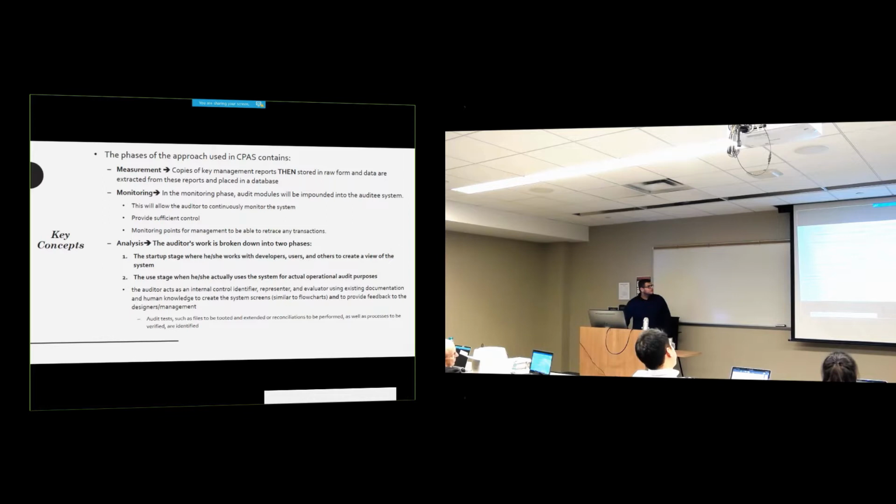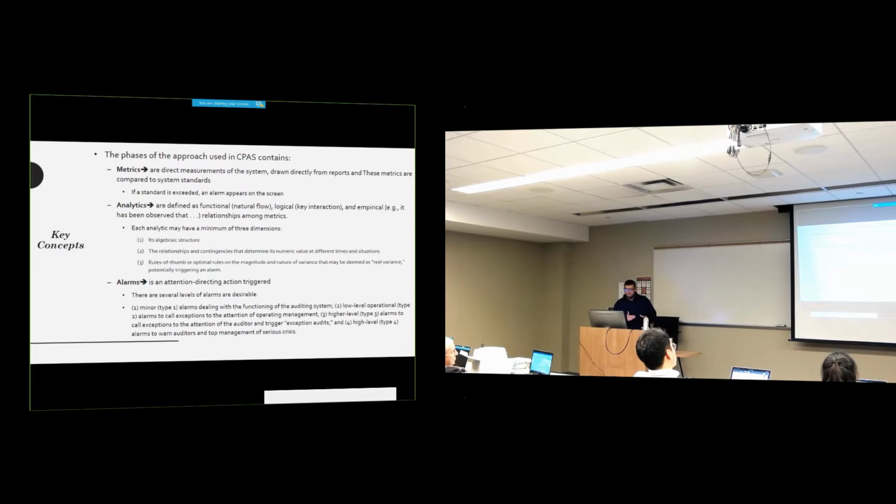Metrics here is the fourth stage, which is direct measurement of the system. It directly reports any metrics, which are compared to the system standards. If the standard is exceeded, then the alarm appears on the system screen.